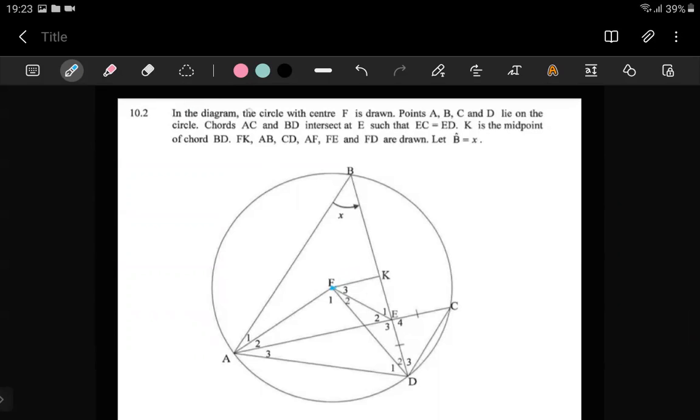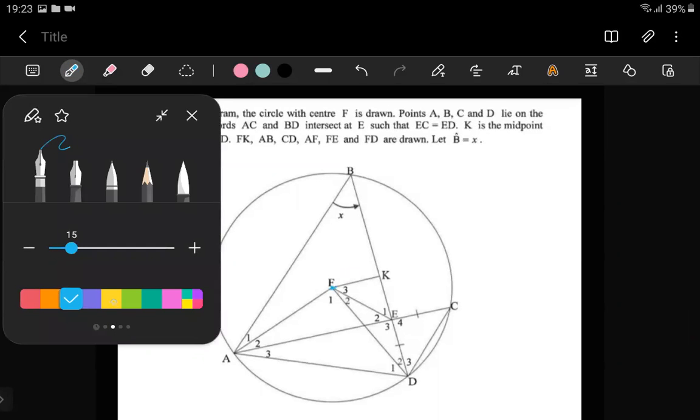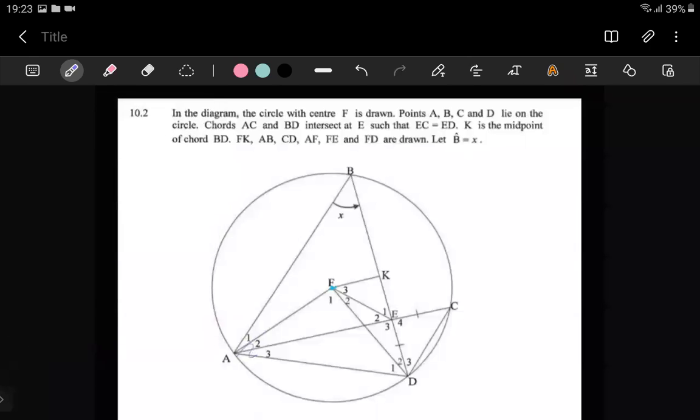They said here in the diagram, the circle with center F is drawn. Then they said points A, B, C, and D. Okay, what are those points and where are they? There is A, B, C, and D.